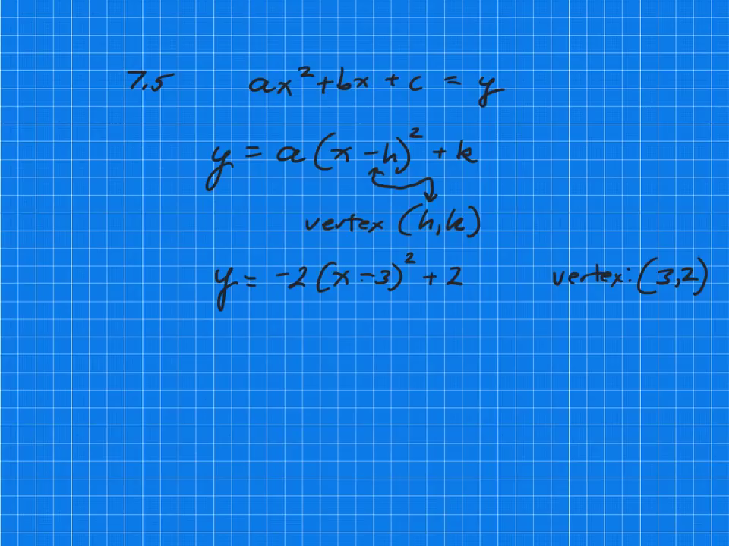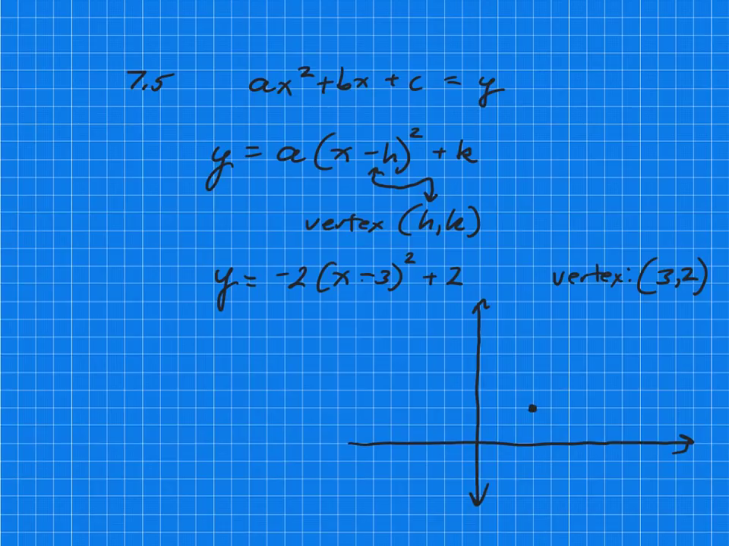To graph this, I will place the vertex. In this case it is going to be at 3, 2. So 1, 2, 3, and then up 2.